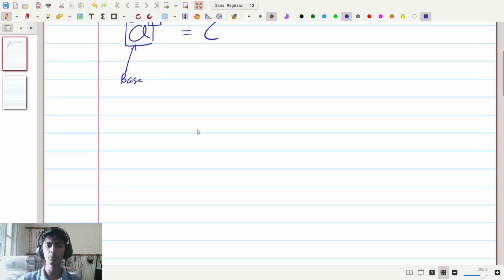So let's start off with something like 2 squared. When the power or index is an integer, what we mean is repeated multiplication. In the case of 2 squared, we multiply 2 by itself 2 times. So this is 2 times 2, which is 4.